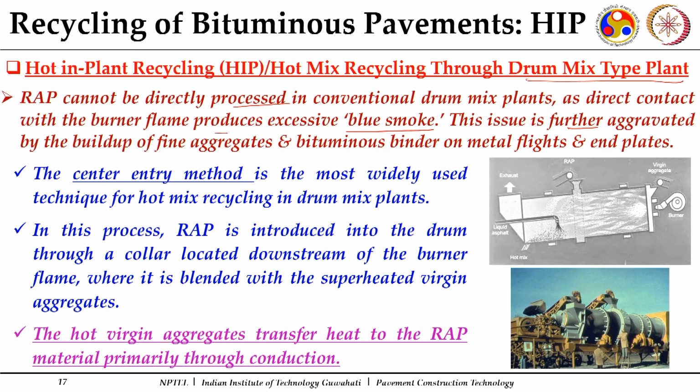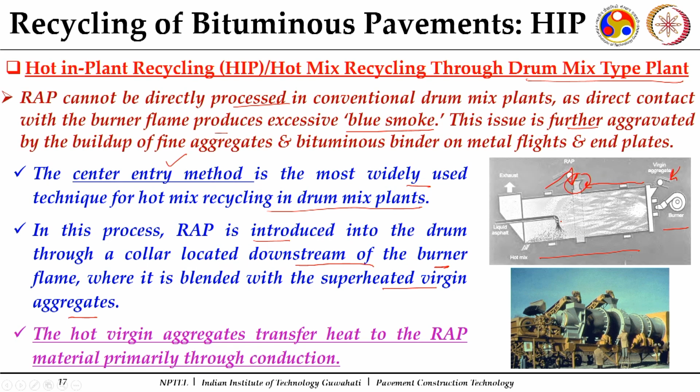So, that is why a popular method of modification is the center entry method, which is the most widely used technique for hot mix in drum mix plants. What is done in this process: RAP is introduced into the drum through a collar located downstream of the burner flame, where it is blended with the superheated virgin aggregate. So, you can see this is a drum mix plant, this is the flame, this is where the virgin aggregates are entering, and on the downstream this is the point from where your RAP is introduced. This RAP will be heated through the already superheated virgin aggregates.